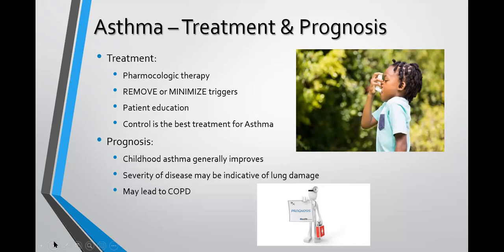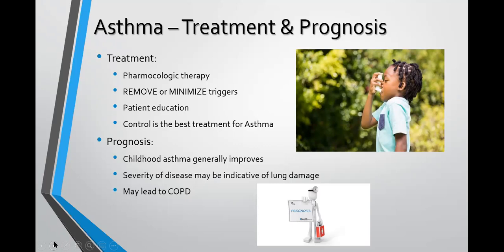Control is the best treatment. What's the best treatment for asthma? Controlling it. Keeping it from happening, right? Taking your cromolyn sodium like you're supposed to, taking your steroids like you're supposed to, stop smoking, get out from around people that smoke, get the stress out of your life, right? We're controlling it by trying to prevent it.